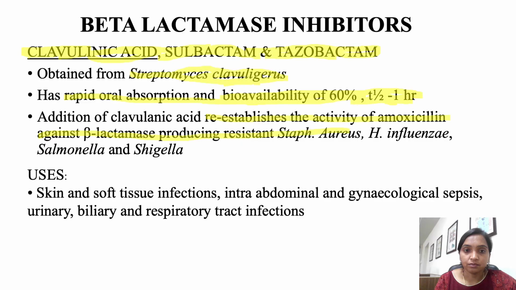And this group of antibiotics is thus used in case of skin and soft tissue infections, intra-abdominal and gynecological sepsis, urinary, biliary and respiratory tract infection. A wide variety of uses when amoxicillin is combined with clavulanate. Clavulanate is nothing but clavulanic acid. So once it is combined, the activity is good.